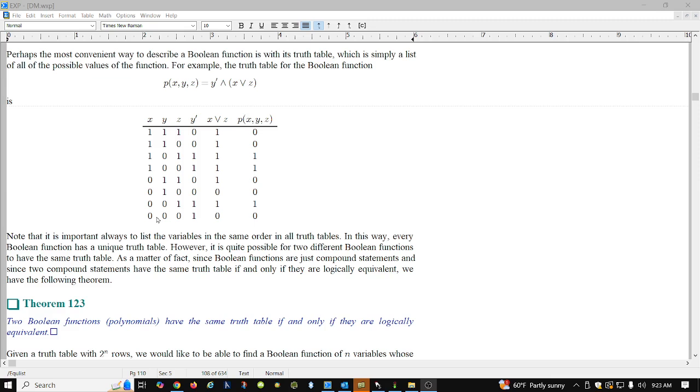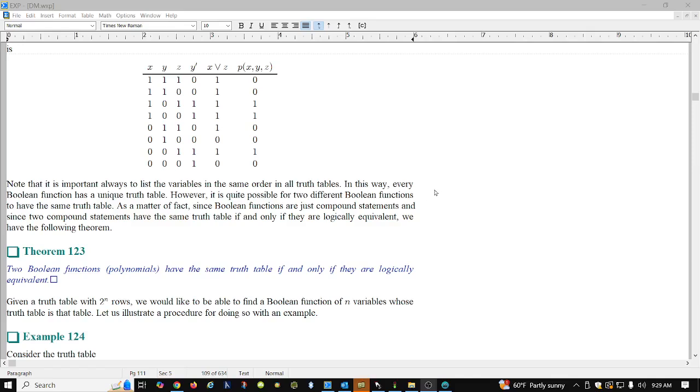So the rows should be in the same order every time you construct a truth table, because there's a tendency for people only to look at the last column, and if you change the order of the rows, it will change the values in the last column.